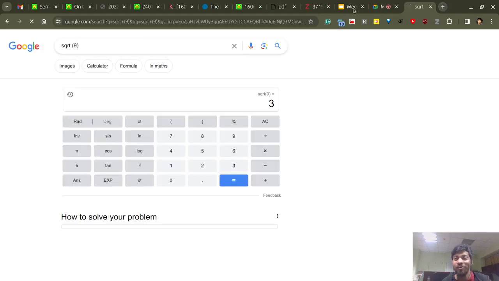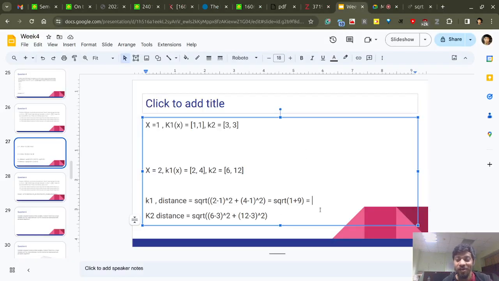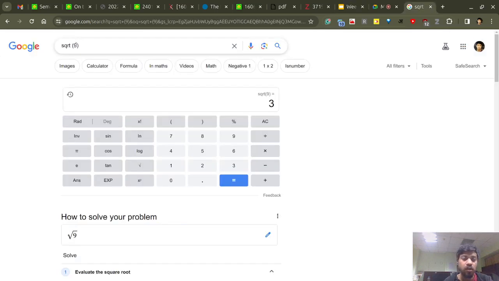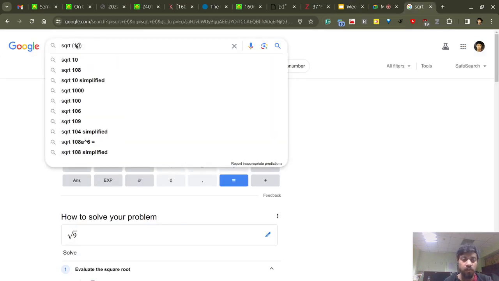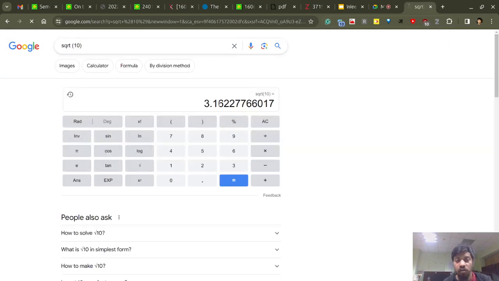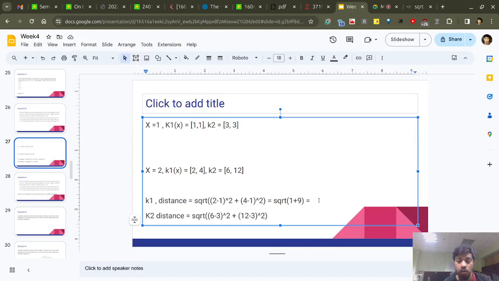Oh, sorry, square root of 9 is 3, right? Yeah. So the distance here is 3, right? Square root of 10 we didn't need, right? Okay. Square root of 10 is 3.1622. Okay. Here let's find out.